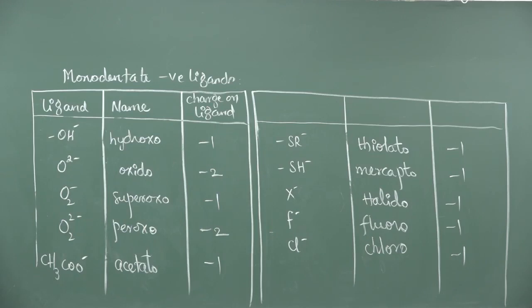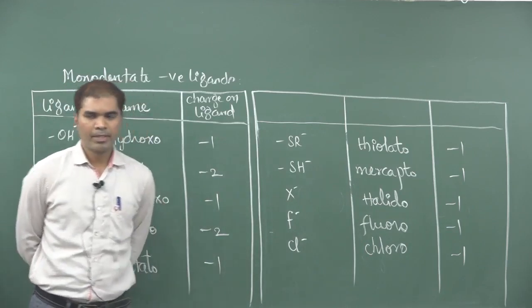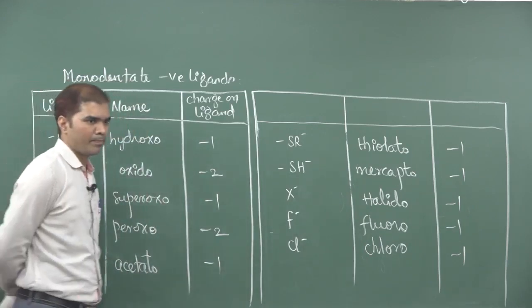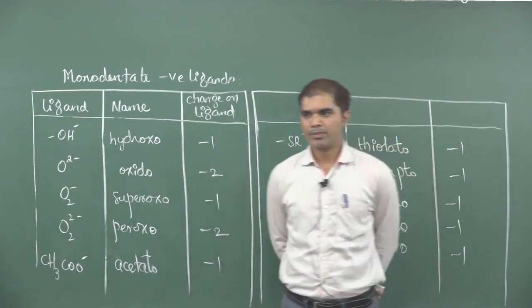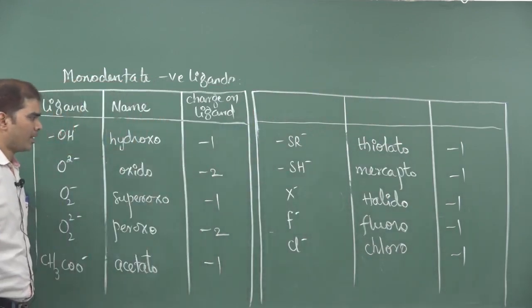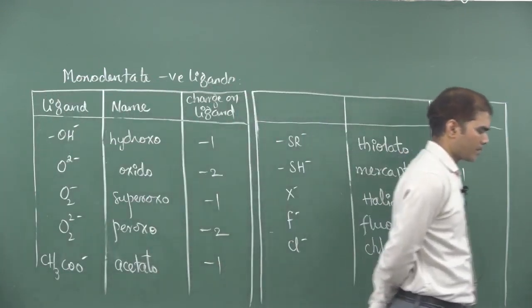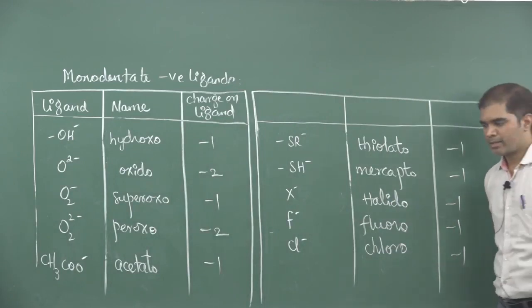Cyano-isocyano or cyanato-isocyanato. There you can also put some other atoms if you want, like selenium, but it is not a common one. Instead of OCN, if I put SeCN, that would become selenocyanato, isoselenocyanato. Likewise, plenty of ligands will come, but we have to choose the most commonly occurring ligands. All these are the most commonly occurring monodentate negative ligands.